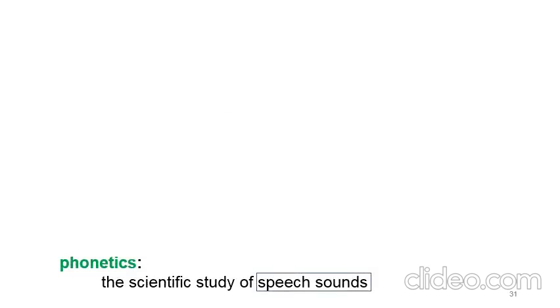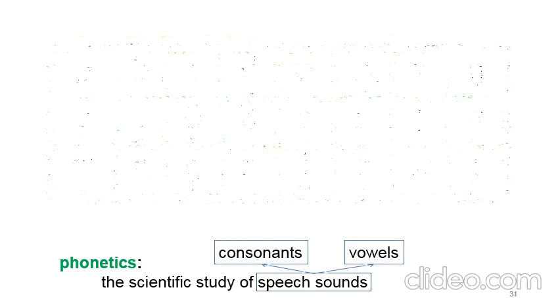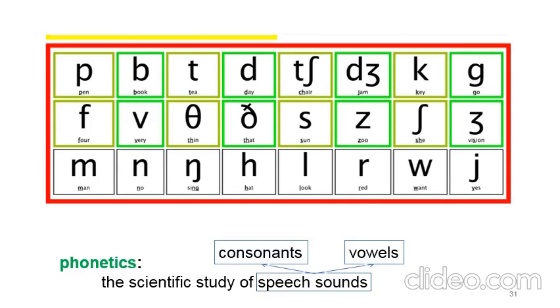Phonetics is the scientific study of speech sounds. We know so much. The speech sounds are two types, consonants and vowels. And here are the symbols for RP consonants. Let me read them for you. We have P, B, T, D, Ch, J, K, G, F, V, Th, Z, S, Z, Sh, Z, M, N, O, H, L, R, W, Y. We have 24 RP consonants. You will learn them.